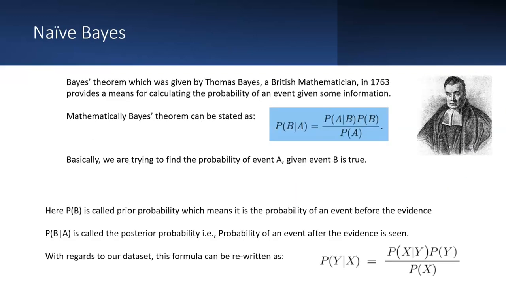So if you want, let me read and see: yes, Thomas Bayes was a British mathematician from 1763, and he provided the calculation for the probability of this information. And based on that, our new technology is built. Basically, we are trying to find the probability of A given B is true. P of A is called the prior probability, which means the probability of the event even before the evidence. And P of A given B is called the posterior probability, the probability of the event after the evidence is seen. With regards to our data set, this formula is here. So this is very clear now.